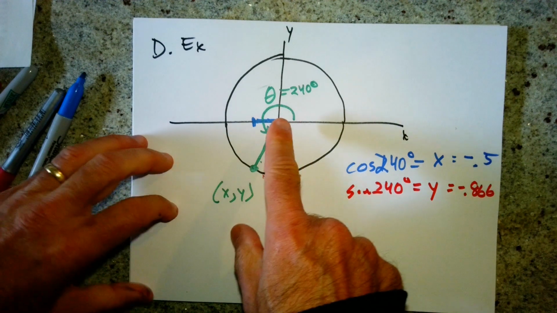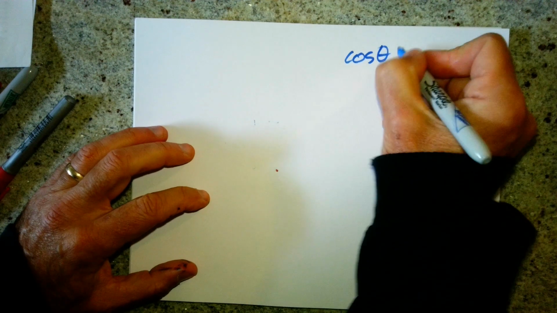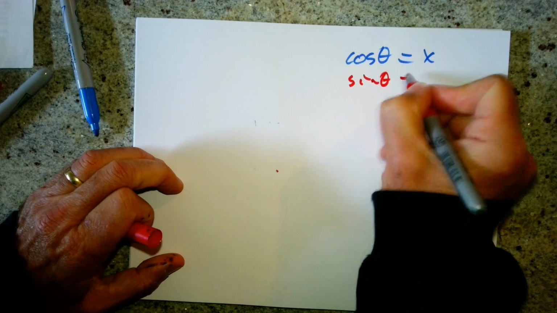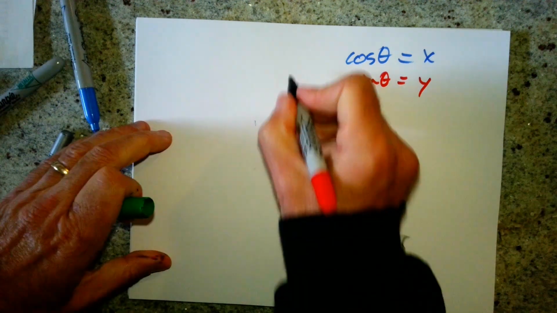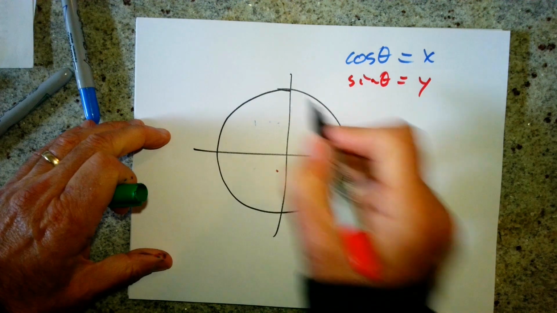Okay, from this idea of the unit circle, and from what we just said, that cosine of theta equals the x-coordinate, and sine of theta equals the y-coordinate, you can very quickly figure out many things about the trig functions. And we're going to do this very fast. I don't want this video to be too long.